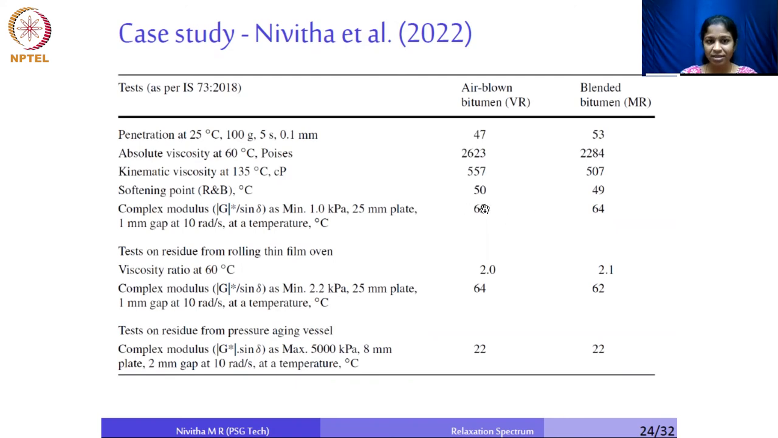And if you look at G star by sine delta, the PG based parameter, almost identical. The aging characteristics are the same. You can see the viscosity ratio, right? So we can say both of them are kind of similar bitumen.